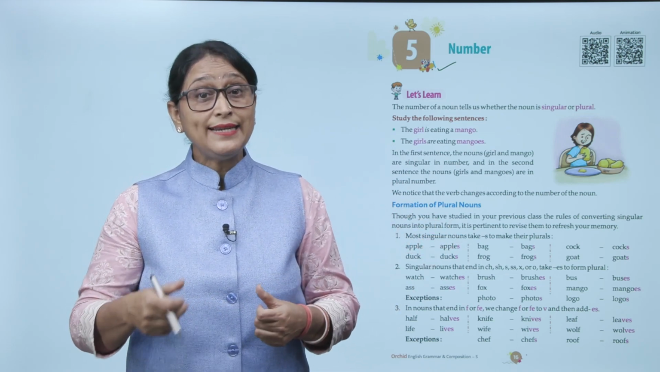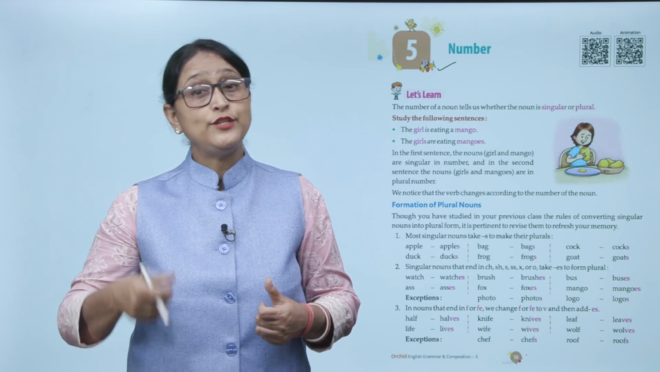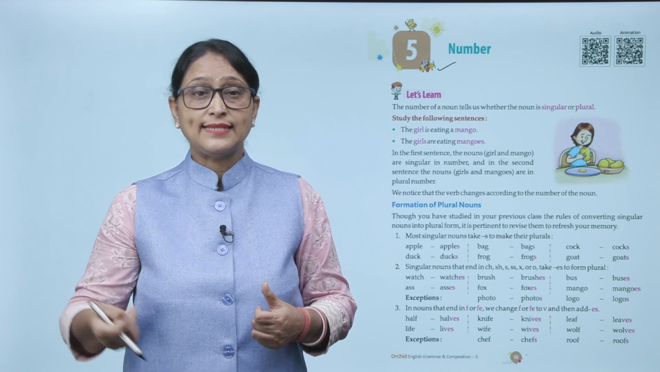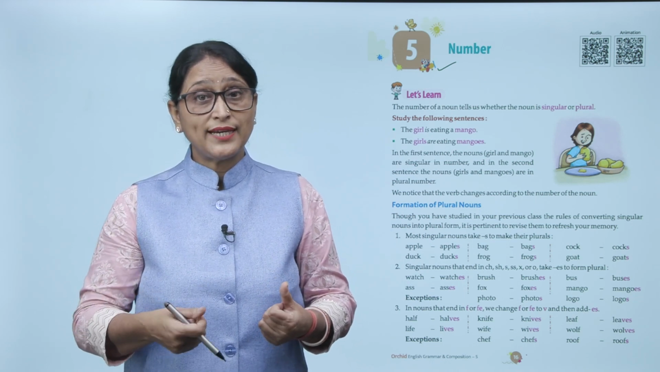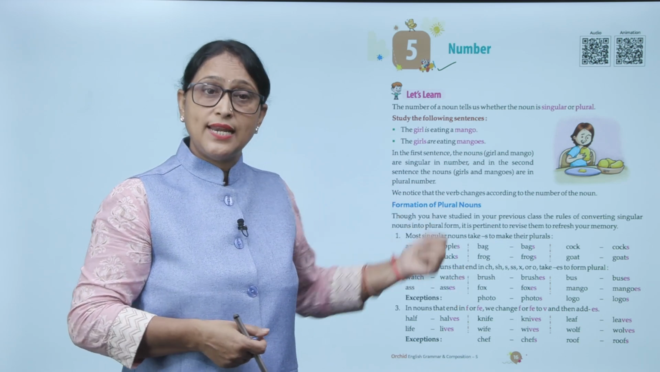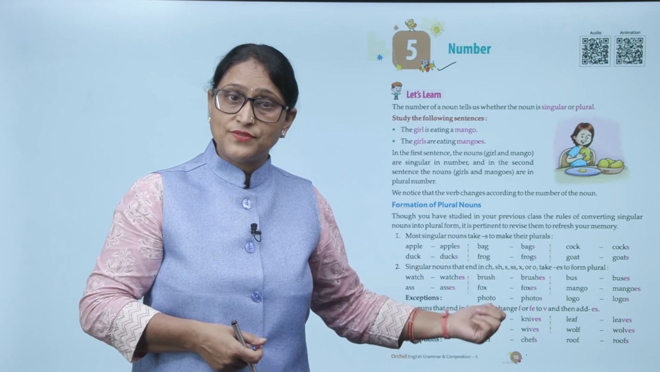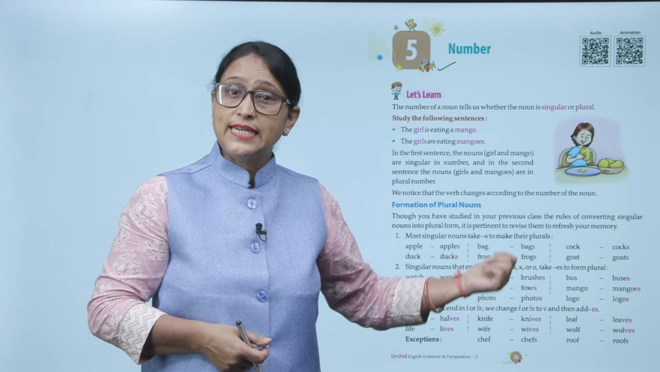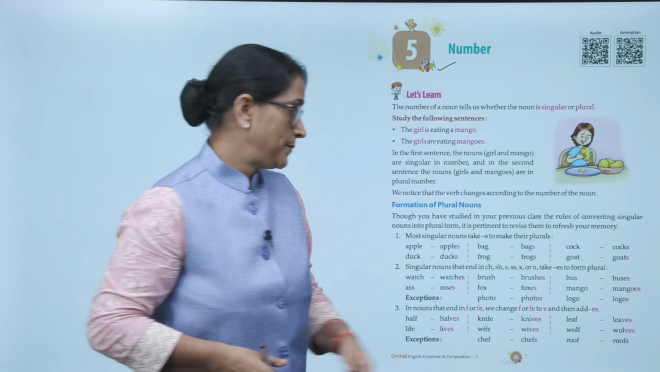In nouns that end in f or fe, we change f or fe to v and then add es. अगर f और fe में end हो रहे हैं तो हम क्या यूज करते हैं उनको हटा करके v and es. Half, halves, life, lives, knife, knives, wife, wives, chef, chefs, leaf, leaves, wolf, wolves, roof, roofs.